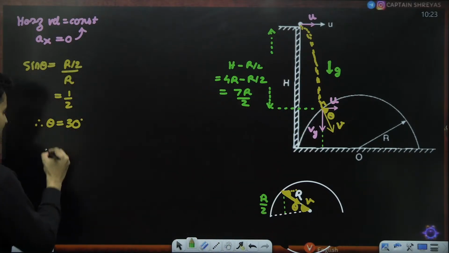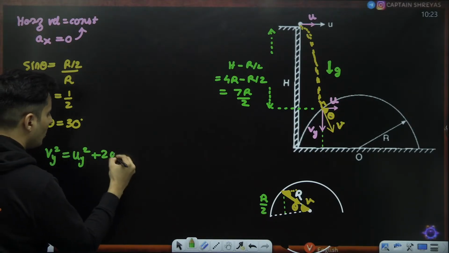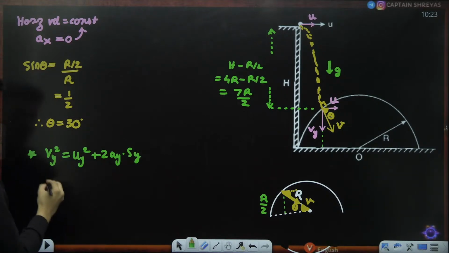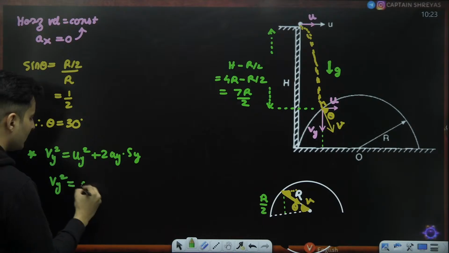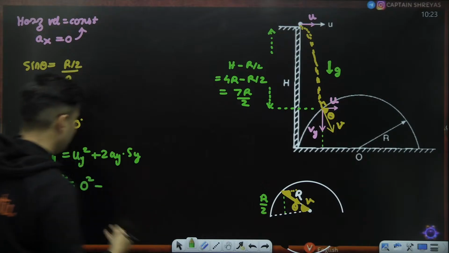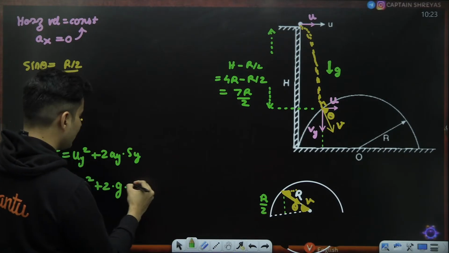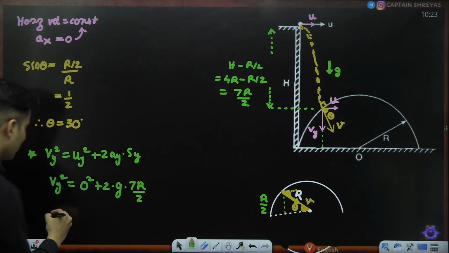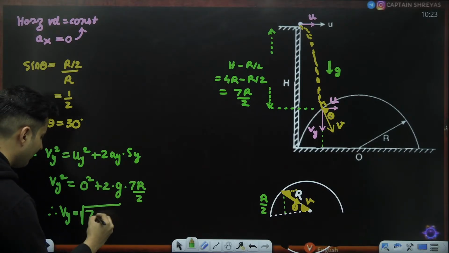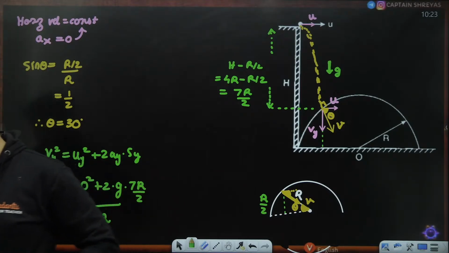So let's use the third kinematic equation: final velocity squared is initial velocity squared plus 2 times acceleration times the displacement. Final speed, I do not know. Initial speed will be 0. Why is it 0? Because it's horizontal. Plus 2 times acceleration due to gravity times height, and height is basically 7r by 2. Therefore, Vy will be nothing but root of 2 times 7gr by 2, that is, root of 7gr. Is this fine till here?